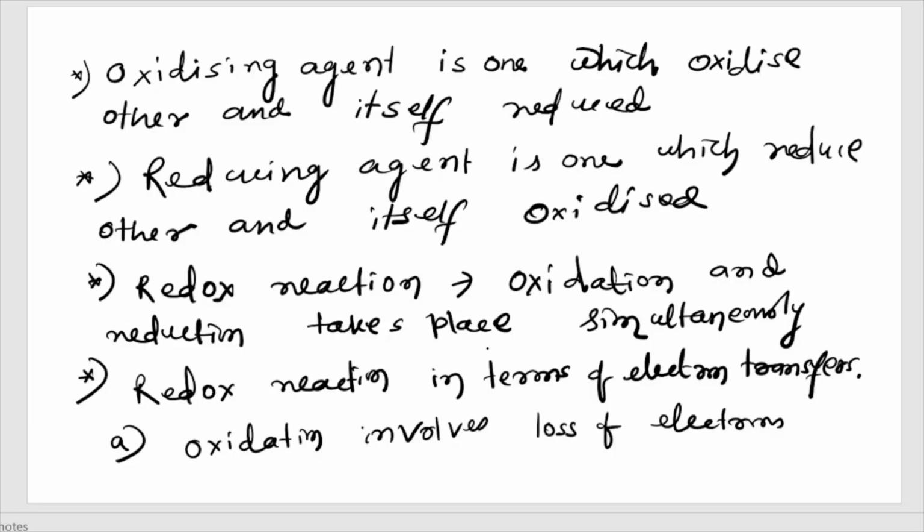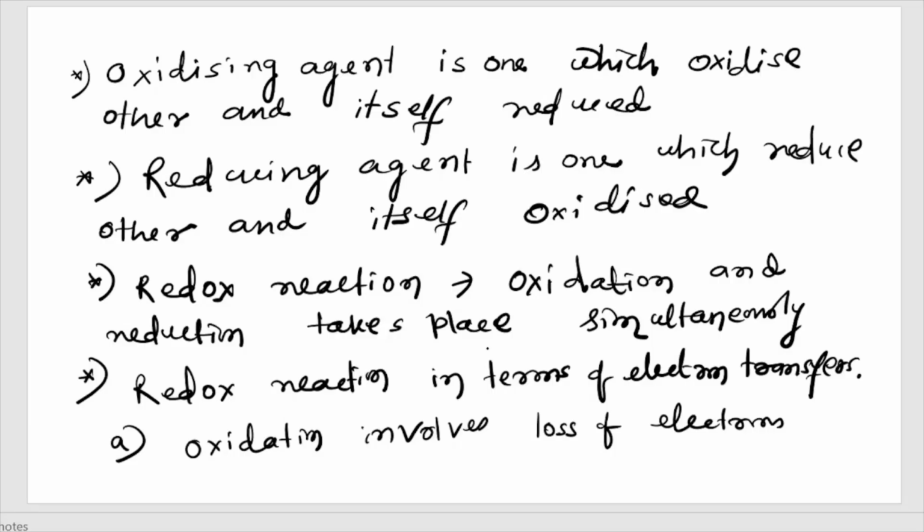What is reducing agent? Reducing agent is one which reduces other, helps for reduction, and itself is oxidized. So what is redox reaction? Oxidation and reduction take place simultaneously. Oxidizing agent, reducing agent, that is clear. In a redox reaction, both oxidation and reduction take place. Oxidizing agent is one which oxidizes other and itself is reduced. This is the example of reduction process, and another example of oxidation process.